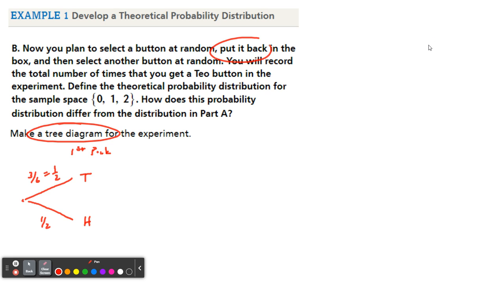And then you put it back, right? Which ensures independence. So now for the second pick, after you pick Teo, you could get another Teo button, or you can get a Henry button. And after you pick the first pick, and if it's a Henry button, you could then get a Teo button or another Henry button, right? And this represents our second pick. Okay, so now again, because the probabilities are not changed because you put it back, there is still a 1/2 probability of getting each of the Teo or Henry for the second choice. 1/2 and 1/2.